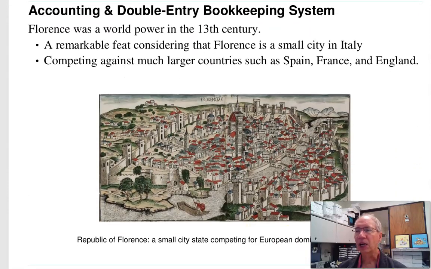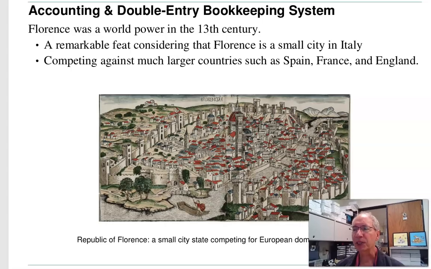Negative numbers can also decide the fate of empires. For example, Florence was a little bitty city-state in 13th century Italy, and yet Florence was able to compete against large countries like Spain, France, England in commerce and world dominance. What did that was the double-entry bookkeeping system. They basically invented negative numbers.